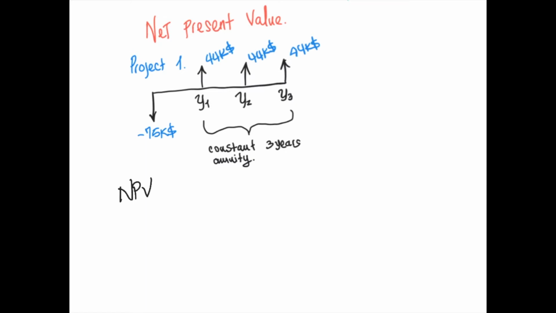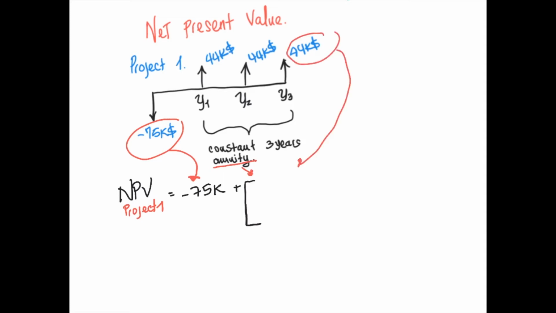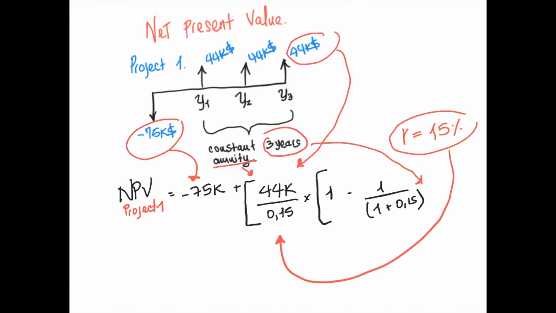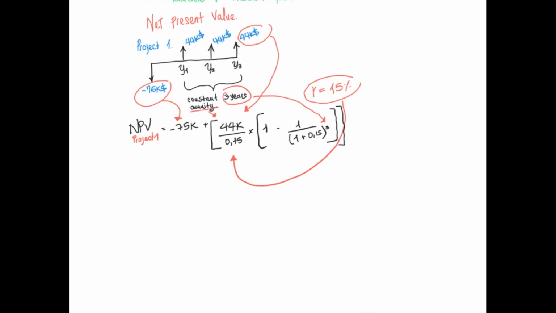So the net present value of project 1 is equal to the initial investment, minus $75,000, plus the annuity formula: $44,000 divided by the rate, which is 15%, 0.15, multiplied by 1 minus 1 divided by 1 plus 0.15 to the power of 3, because it's 3 years. So the net present value of project 1 is equal to $25,461.9.